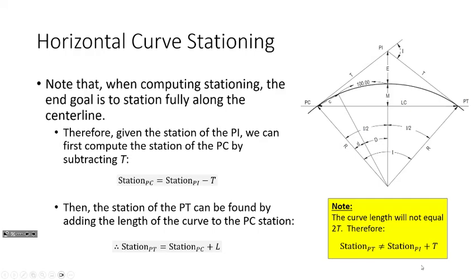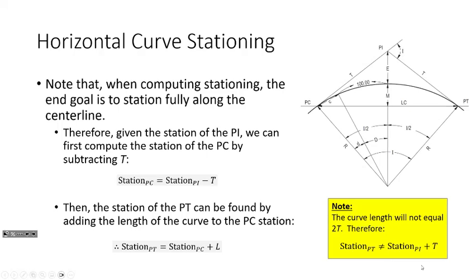Now, how do I find the station for the PC? I take the station for the PI, and I subtract what? I subtract the tangent, right? Okay? But some of you might think, oh, well, that means the PT equals the PI plus the tangent, right? Absolutely wrong, okay? The reason why is because this is station 1, 2, 3, 4. None of these other stations really matter at the very end. Really what matters is now this is station 5. This is station 6. This is station 7.